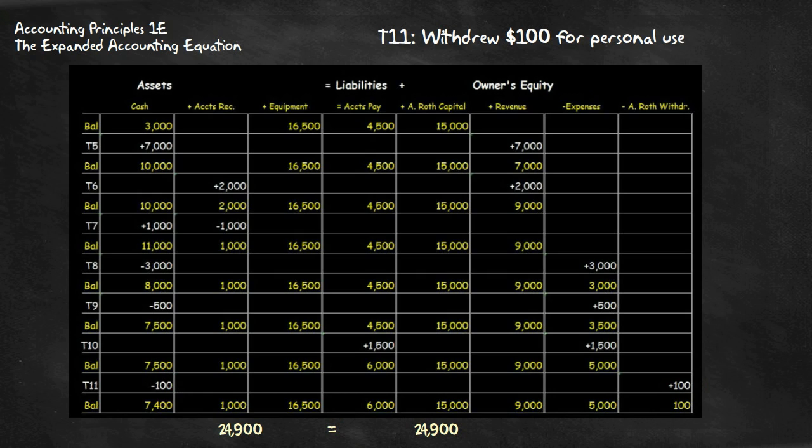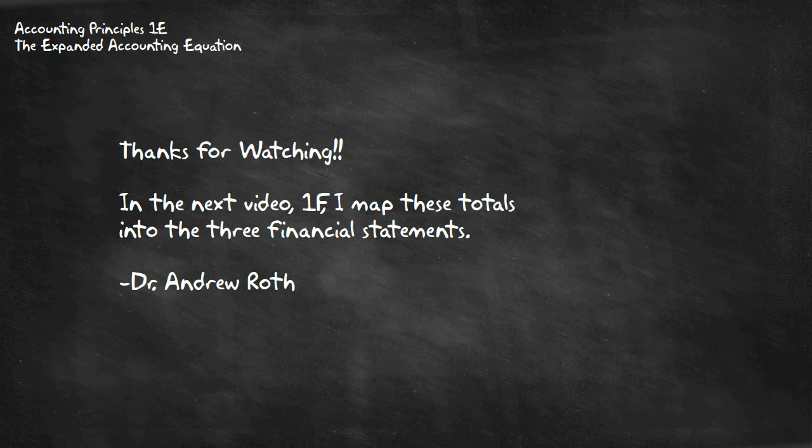Here I have a total of $24,900 in assets. Then I have liabilities of $6,000 plus capital of $15,000 plus revenues of $9,000, then subtract expenses of $5,000 and subtract withdrawals of $100 to confirm my total liabilities and equity equals $24,900. This concludes video 1E.